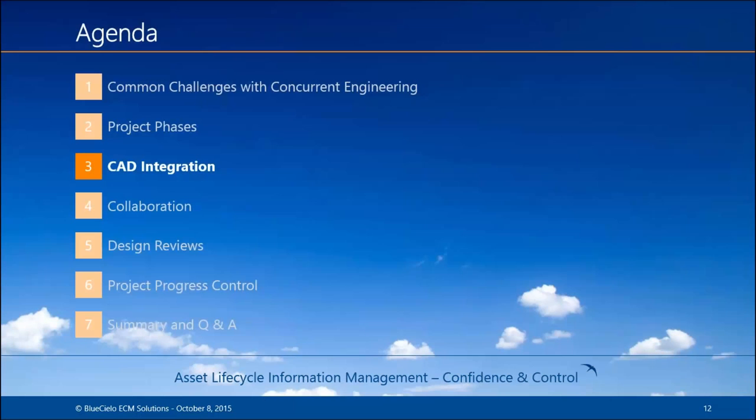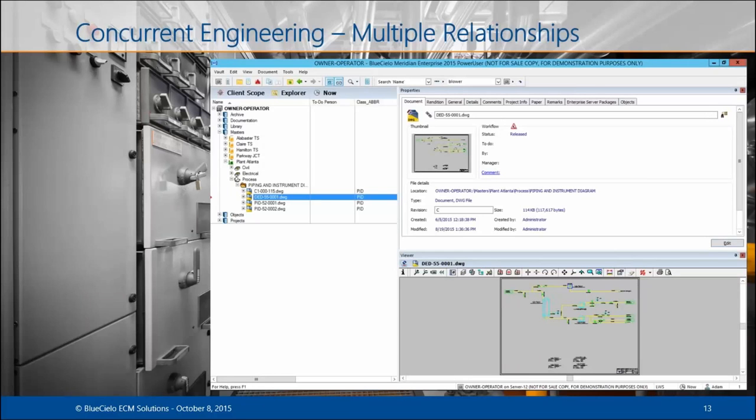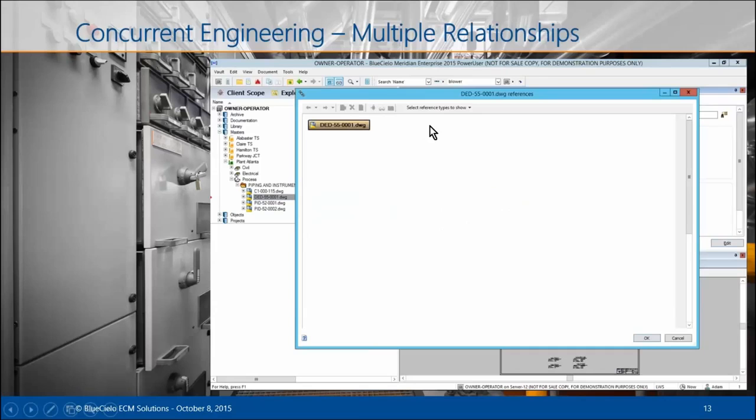And we'll dive into some other topics such as CAD integration. We're going to dive into a little bit more detail on how some of the concurrent engineering capabilities within the Meridian system assist with the CAD design. So for example, CAD documents such as this P&ID can have a multitude of references and relationships with other documents. Using the Show Reference Documents button, which is this little chain link icon up here, we can see that the references are currently turned off. We can just see the document itself.